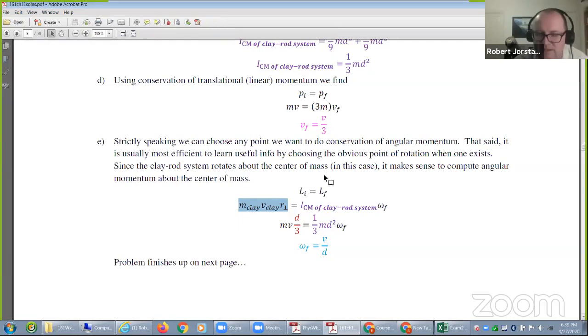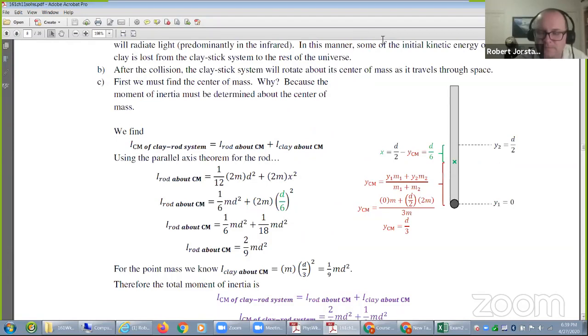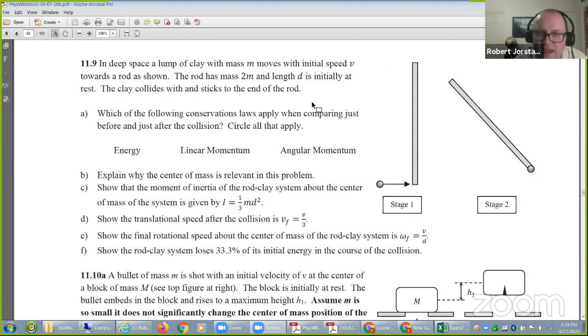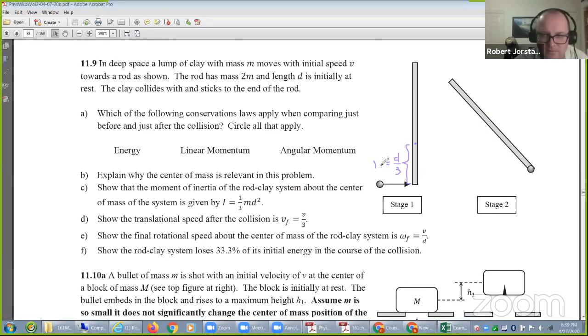d over 3. Remember, let me go back to the other page so I can draw it. Remember, the center of mass is right here. And so this distance is d over 3. So that's where I got the impact parameter. That is R perpendicular, the impact parameter.